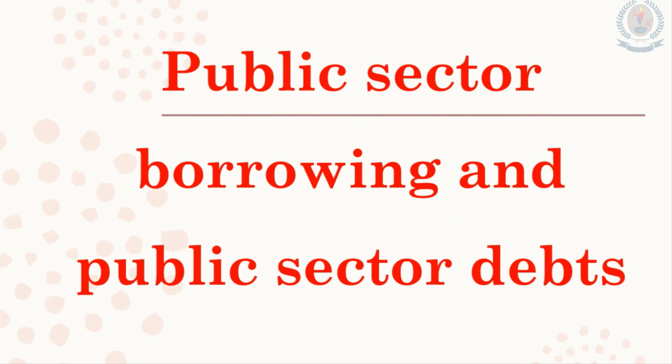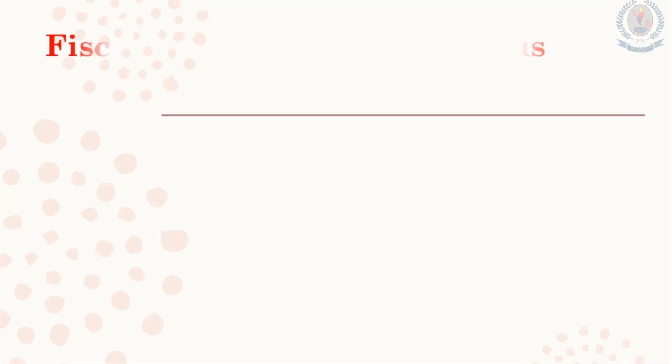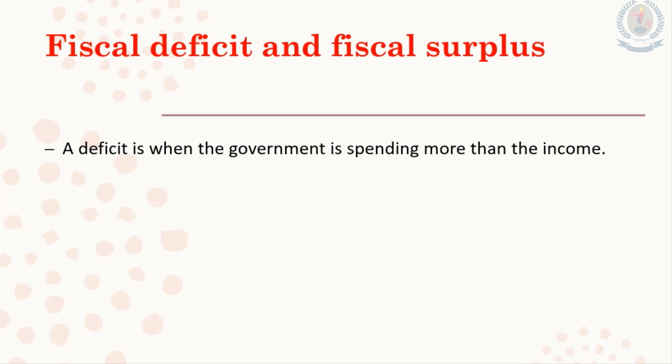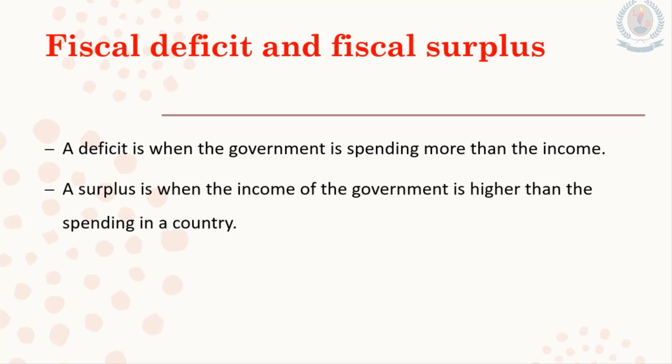Public sector borrowing and public sector debt. Fiscal deficit and fiscal surplus. A fiscal deficit or a budget deficit is when government spending is more than the income that they receive. A surplus is when the income of the government is higher than the spending in the country. So there is excess income after paying for all the expenses of the government.